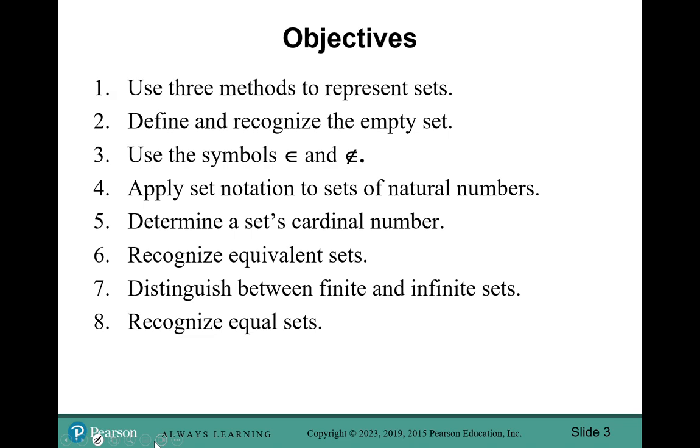We're going to define and recognize the empty set. We're going to use symbols such as included in and not included in, or a member of or not a member of, depending on the textbook. Apply set notations to sets of natural numbers. Determine a set's cardinality number or cardinal number. Recognize equivalent sets, distinguish finite and infinite sets, and recognize equal sets.